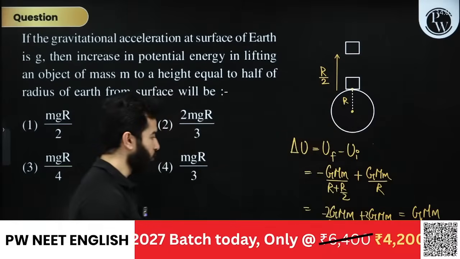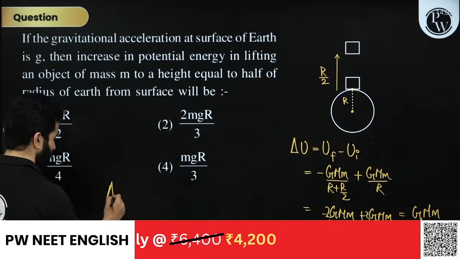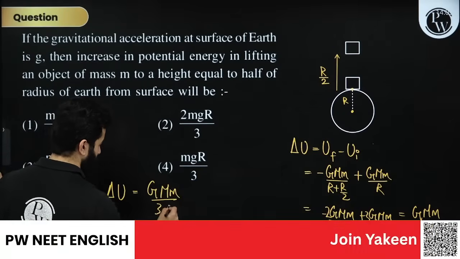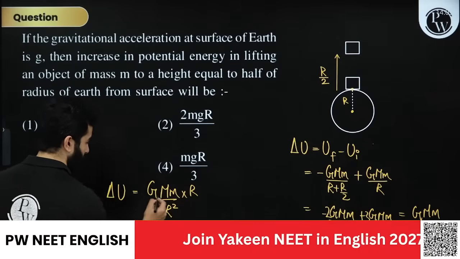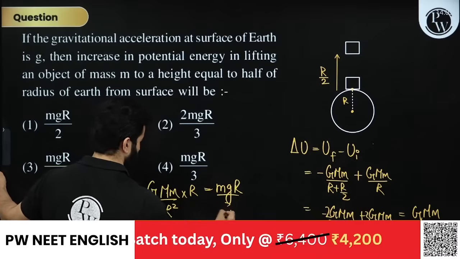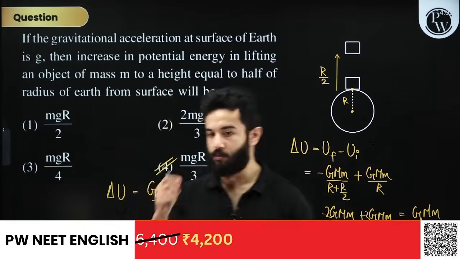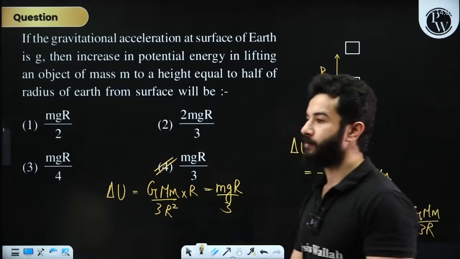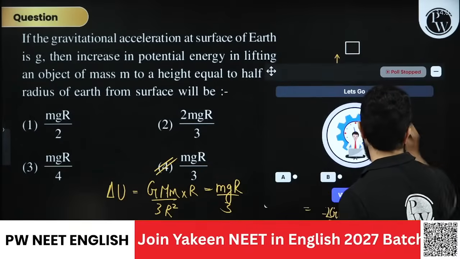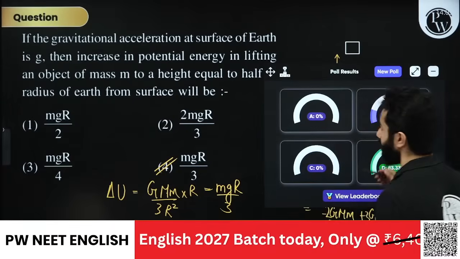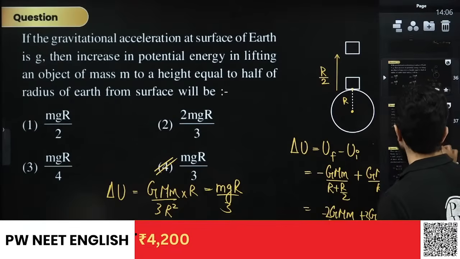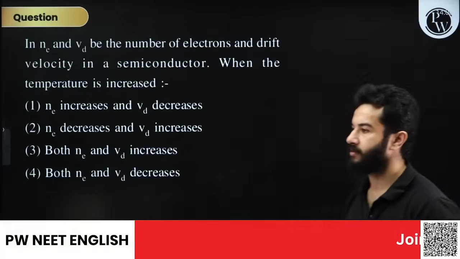Done. Now we can do one thing. We know that the increase in potential energy is GMm upon 3R. So let's multiply by R and write R over here. Now GM upon R square can be written as small g, so mgR by 3. Fourth is the correct answer, mgR by 3. Clear friends? Any doubt? So the correct answer is going to be fourth, D. Great. Some of you have said 2 also, so please check your answer. Moving on to the next question. Next. Clear?